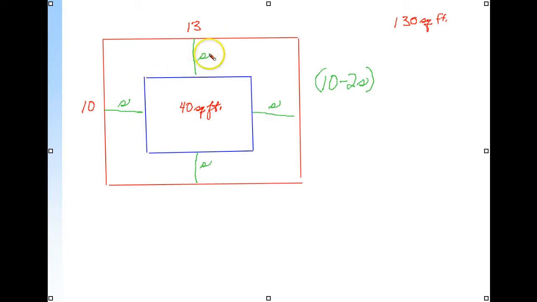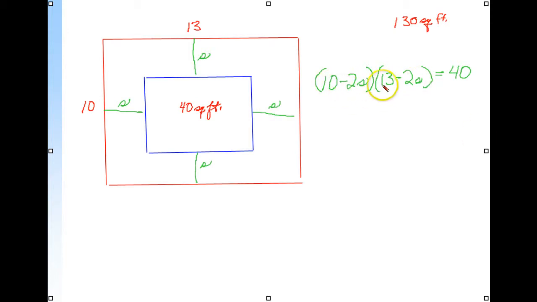Now of this line, that's going to be 13 minus, again, this S on this side and this S, which gives me 2S there. Now I have the dimension of this side and I have the dimension of this side, and when I multiply these two sides together, I get 40 square feet. I'm going to change to black so you can see it better.